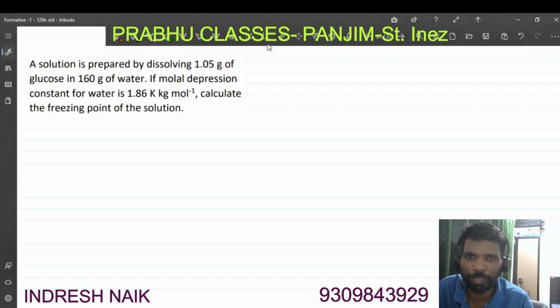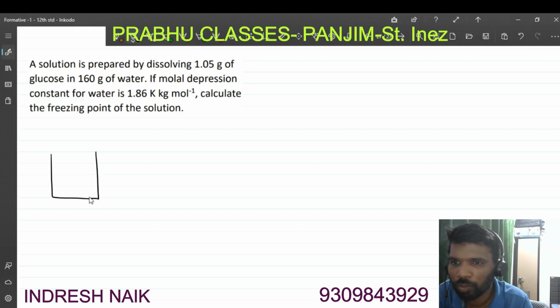So, what we'll do is we'll take this. This is solvent. Solvent means a single component. We'll use this color, this color is good. Let's consider this to be water, right? It will have a freezing point.